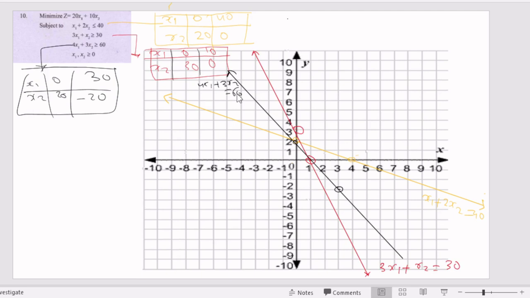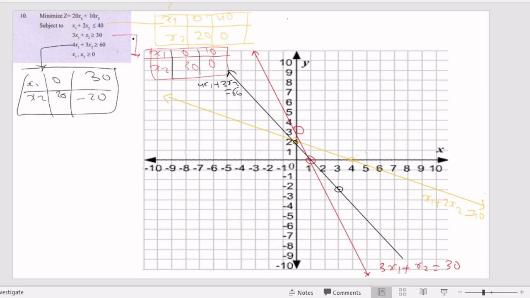You should have paused the video and tried by yourself. Now, after drawing the lines, what is the most important thing? We have to find the feasible region. That is most important. If the feasible region is incorrect, then the rest of the solution won't be correct. Though you'll get some marks for whatever you have done until this point, you will not get full marks.